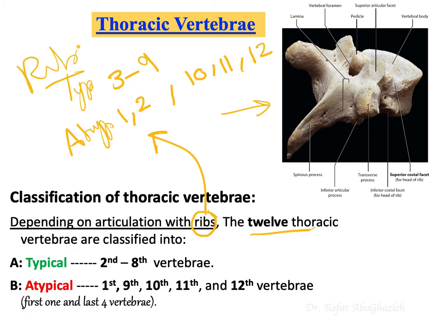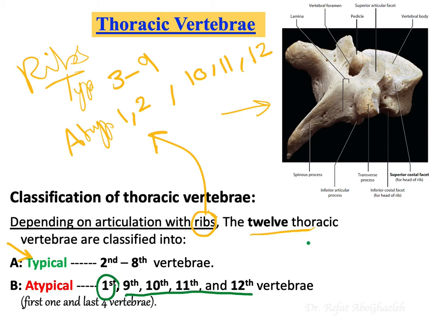So typical ribs here, we talked about it, I'm just trying to remind you, you can go back to the beginning of the video. Anyway, that means there is a minus one here, in which the typical thoracic vertebrae are from the second vertebra to the eighth vertebra, right? And the atypical ones are just the first one and the last four, that means the 9th, 10th, 11th, and 12th vertebrae. That means you have typical and atypical thoracic vertebrae, the typical from the second to the eighth, and the atypical is the first one and the last four.